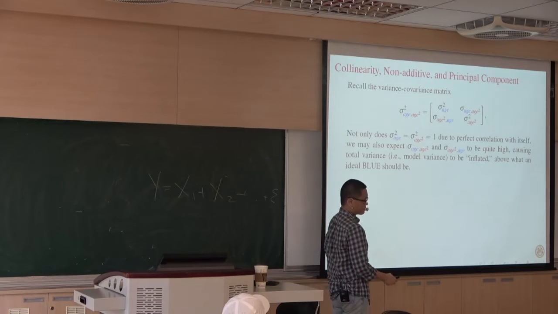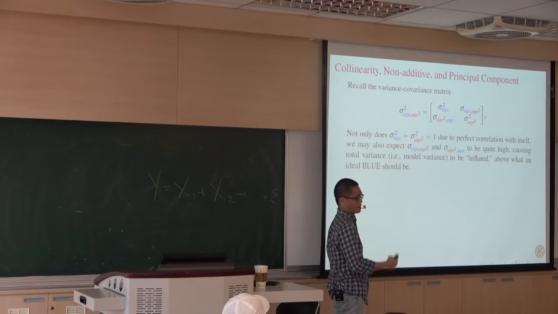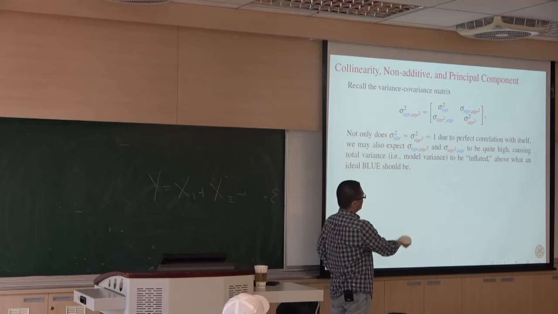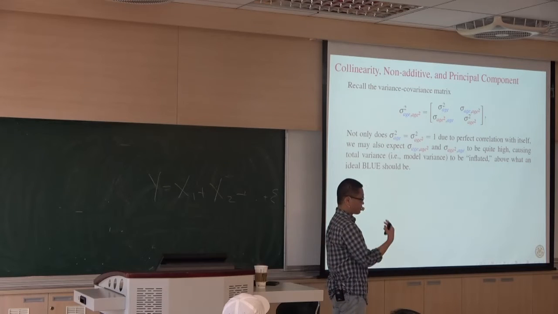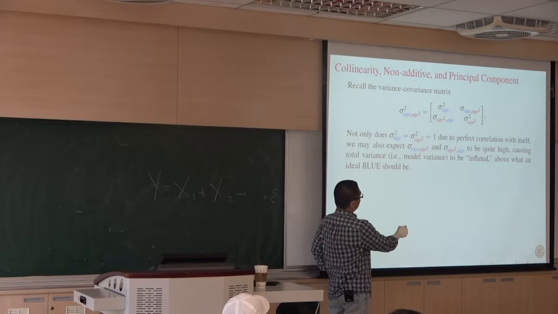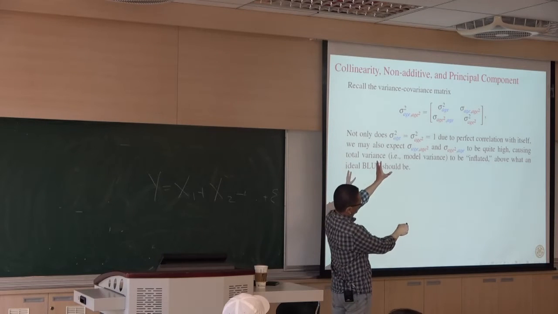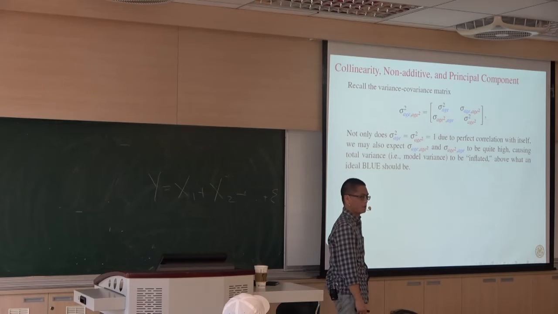Because we have the variance of a particular variable with itself. They are on the main diagonal. This is just one because it's a correlation between you and yourself, just one. But of course, we want to minimize the covariance between any two variables.